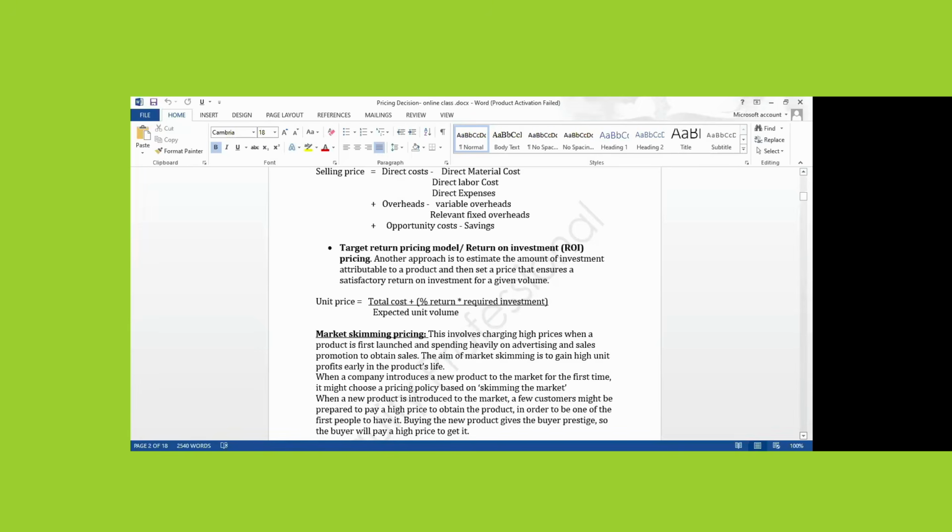These are the methods that are commonly used to determine selling price of a product.